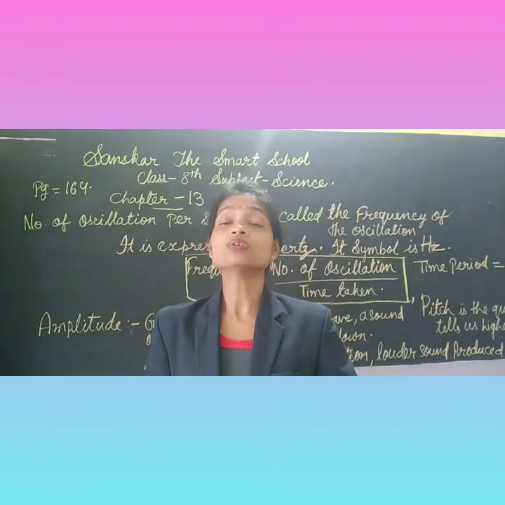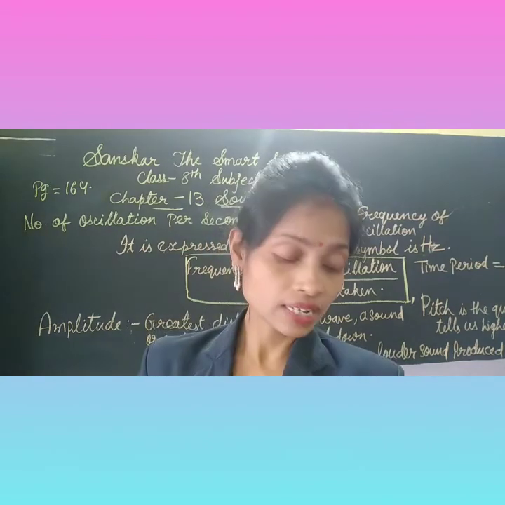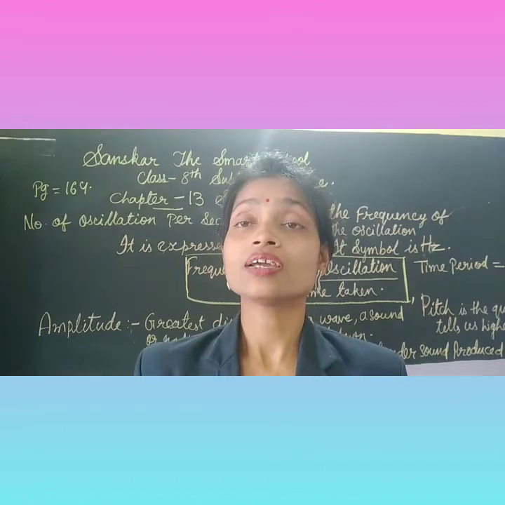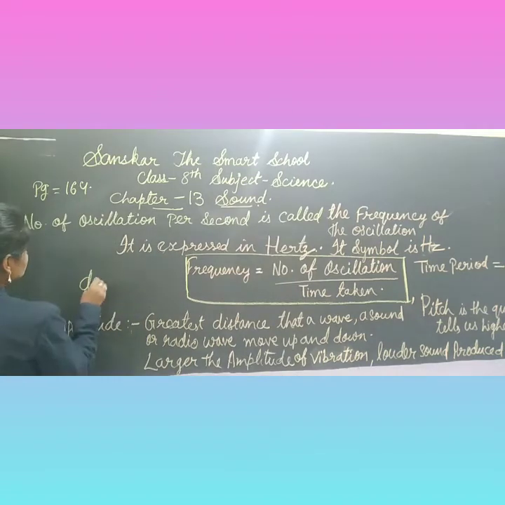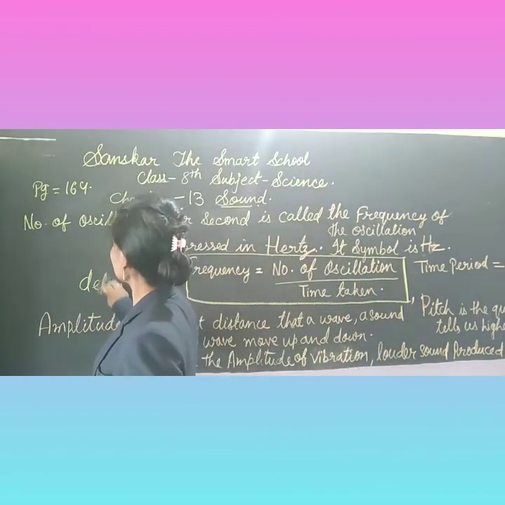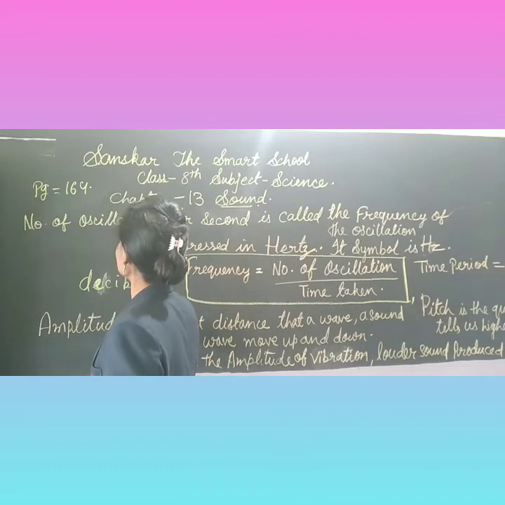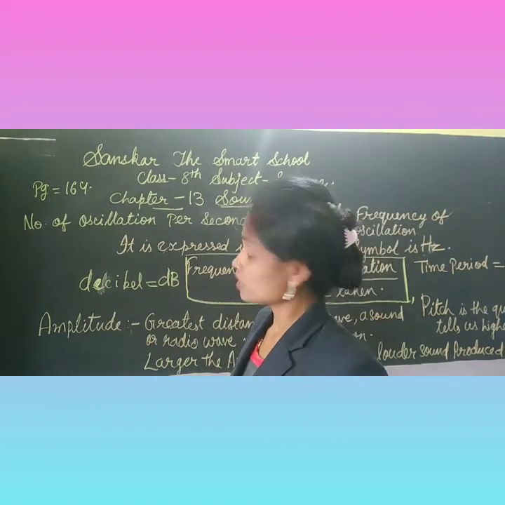Humans can hear sound up to nearly about 20 to 20,000 hertz. The loudness of the sound can also be expressed in decibel. The sound unit is decibel, and its short form is dB.